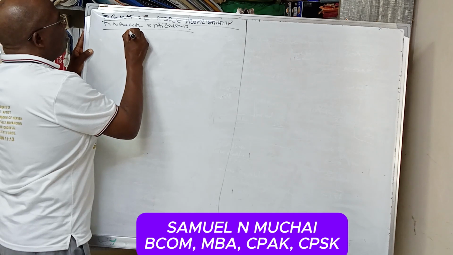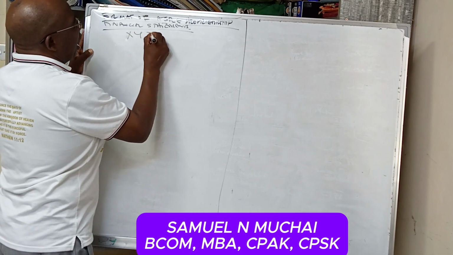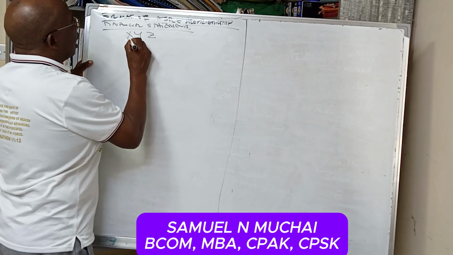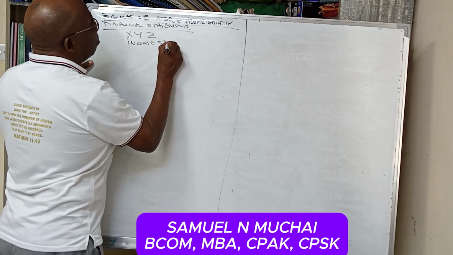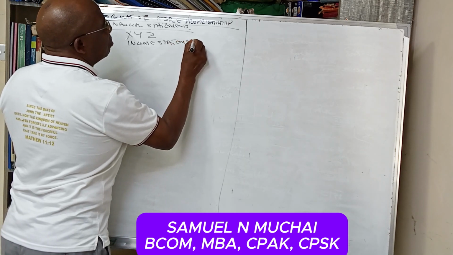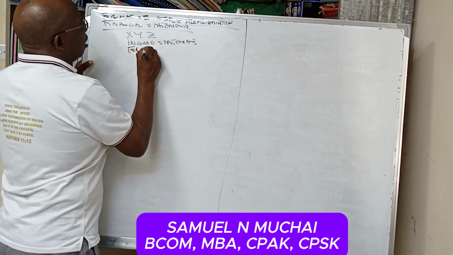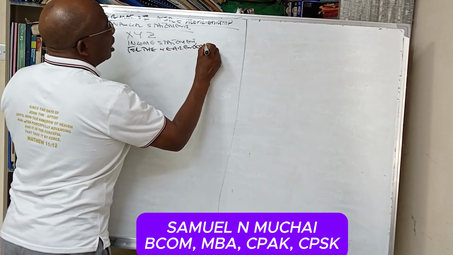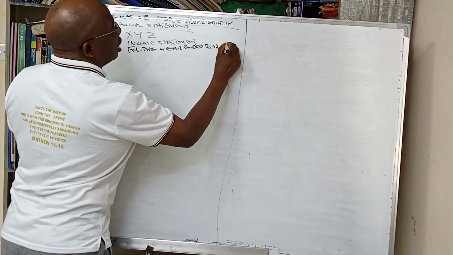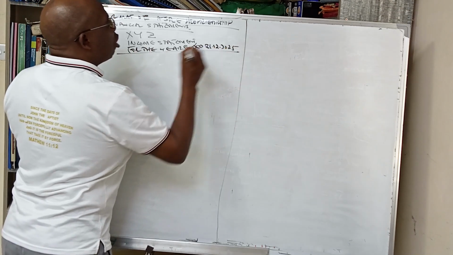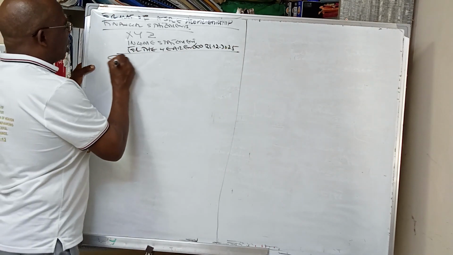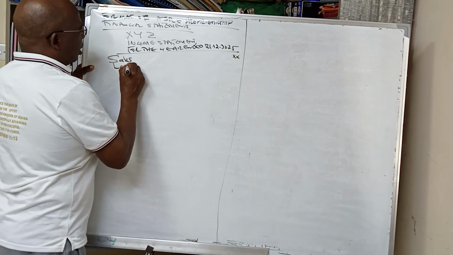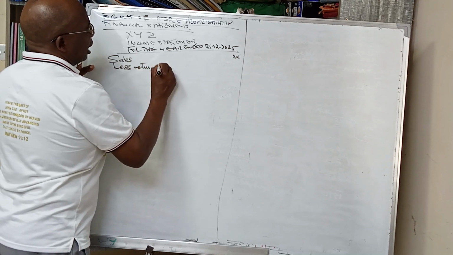If we say the firm is called XYZ, and then that's the name of the firm, and then we say income statement for the year ended 31st of December 2025. How do you go about it? We always say you start with the sales. We start with the sales, and then we say less return inwards.